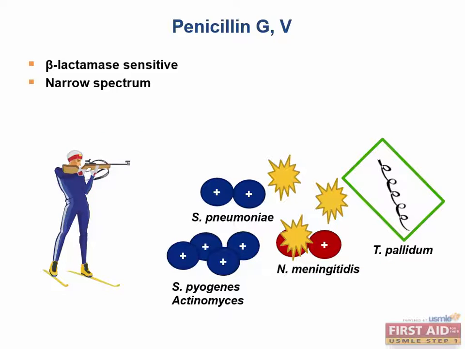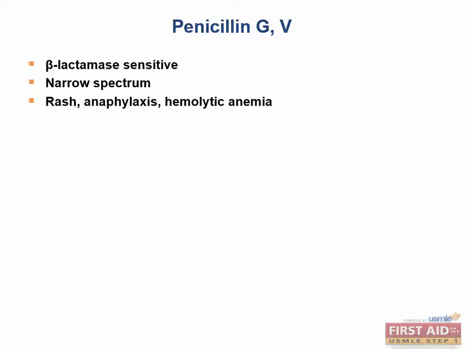Although these drugs are effective against Neisseria and some treponemas, as a general rule, these penicillins are most effective against gram-positive organisms. Common adverse effects of penicillins are classically hypersensitivity reactions, including rash, anaphylaxis, and hemolytic anemia. If we think back to immunology, what type of hypersensitivity reaction would cause rash and anaphylaxis? That would be a type 1 hypersensitivity reaction.